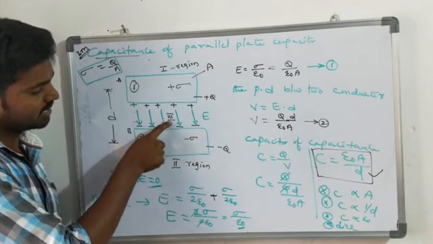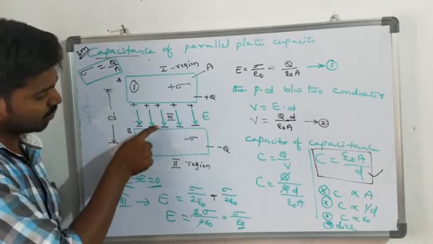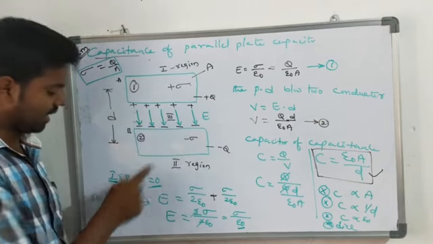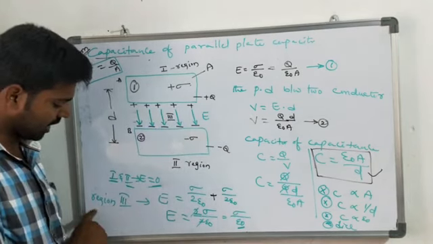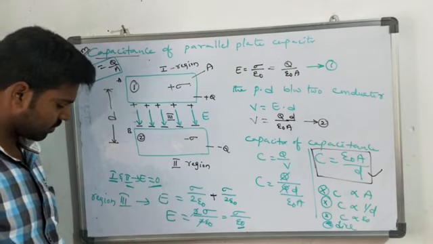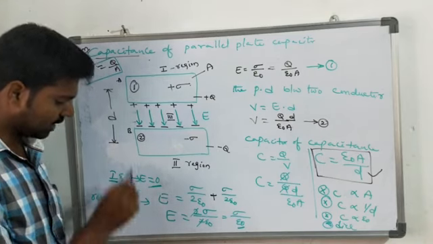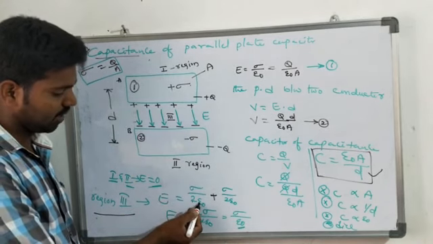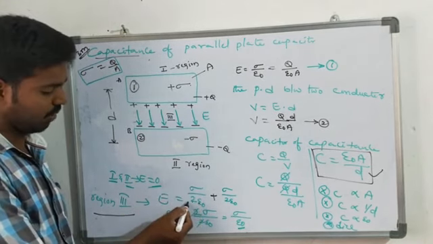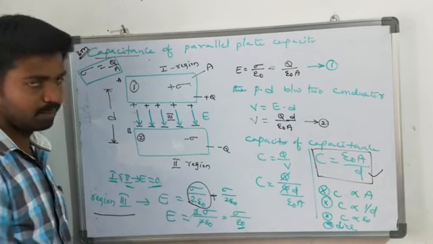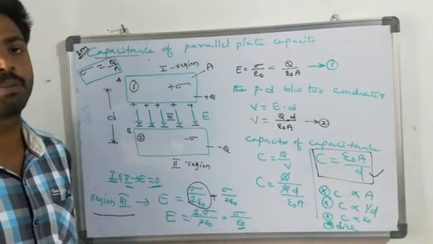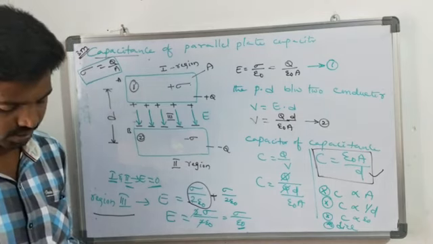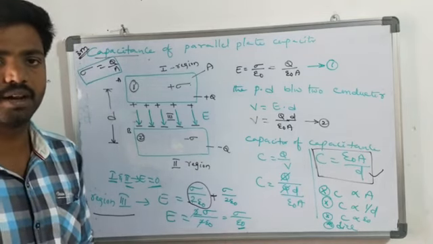While coming to region 3, both positive and negative charges are present, so automatically an electric field is induced in region 3. That electric field is equal to sigma by 2 epsilon naught. How is it so? In the first chapter, we discussed the second application of Gauss law.